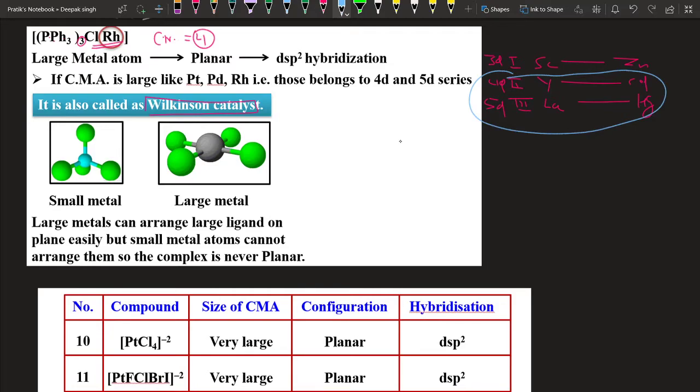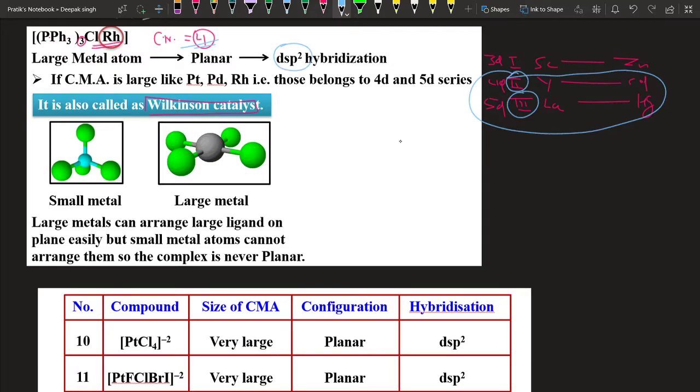So generally we refer to these two series as lower transition series. So if the complexes are formed by lower transition series, please remember as we are moving down in the group, the size of the metal increases. Since they have larger size and larger surface area, they can hold ligands in the same plane. So if it is an element of the second or third transition series, that is the lower transition series, and the coordination number is 4, then generally the hybridization is what?